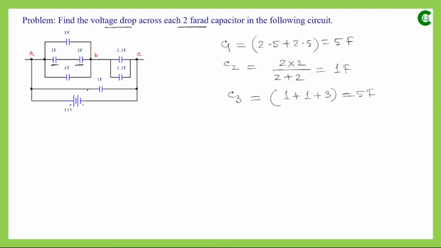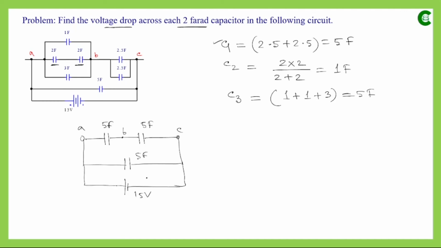Now we can redraw the simplified circuit as this one single capacitor. This is between A and C, and in between we have the point B. Now this capacitor is the equivalent capacitance of this connection, and that has value 5 farad. And this capacitor is the equivalent capacitor of this connection, and that has also value 5 farad, that we have already found out here. Now with that we have another capacitor which also has value 5 farad.